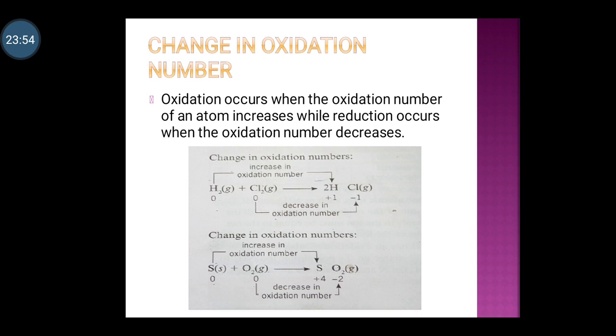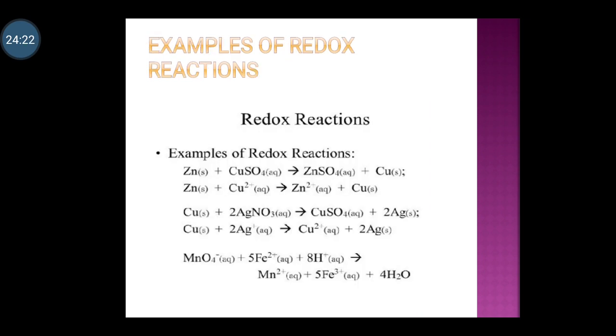Now, this is very important because for most reactions, if you're given a reaction, it is very easy to know if that reaction is redox or not by the change in oxidation number. So when there is an increase, you say oxidation is happening here. When there is a decrease, we say reduction is happening. All right. Now let us look at examples of redox reaction. These are some of the examples of redox reaction.